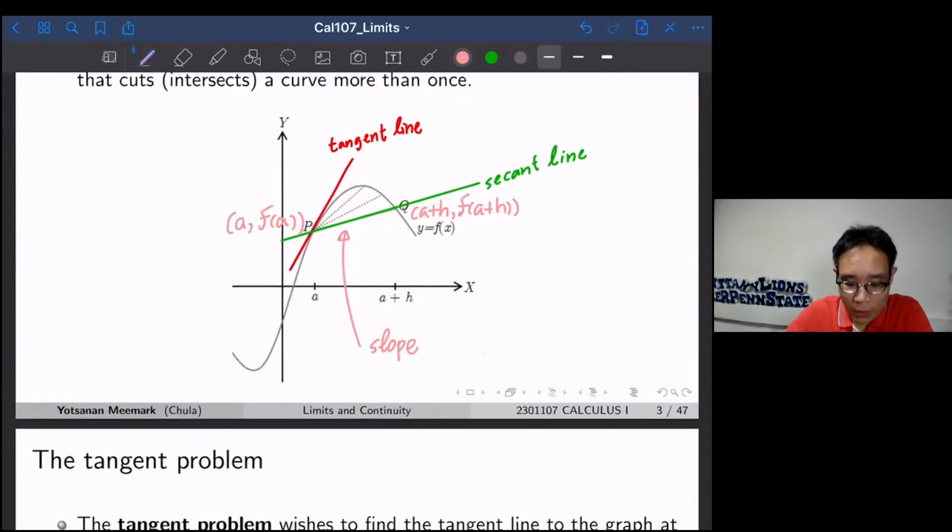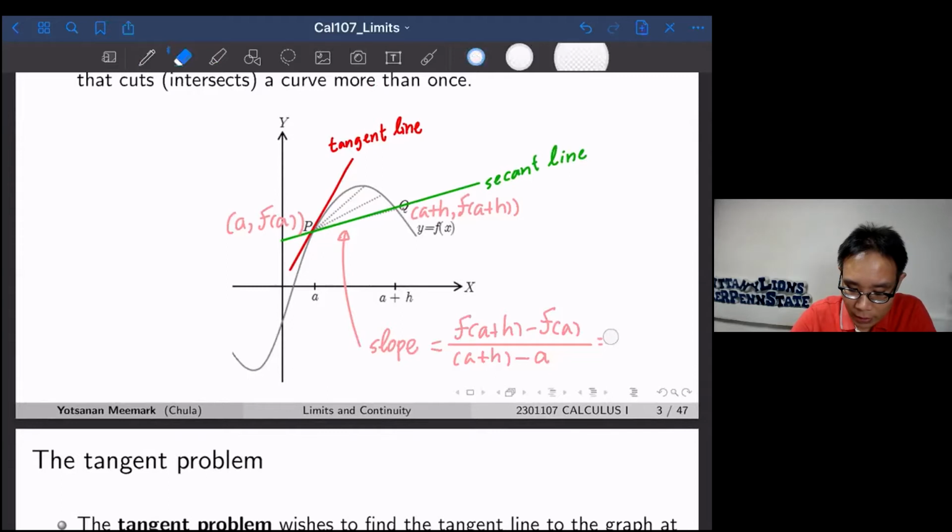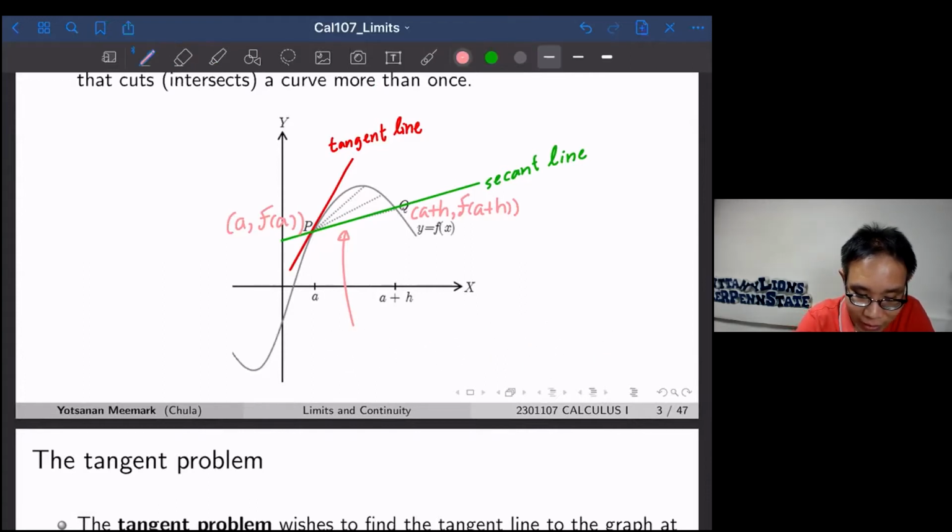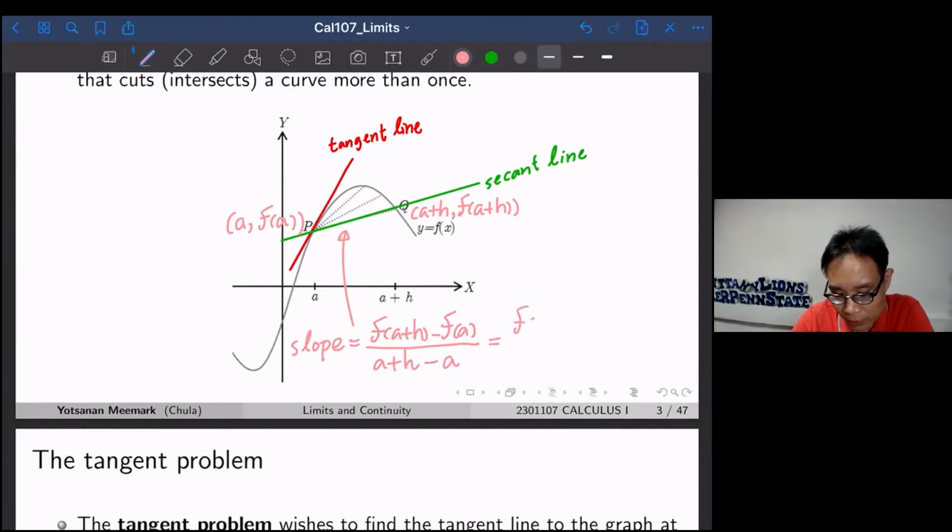If you compute the slope, you see that the slope of this line turns out to be f(a plus h) minus f(a) over (a plus h) minus a. Let me erase this one, I need more space to complete my sentence. So the slope turns out to be f(a plus h) minus f(a) over (a plus h minus a), which is f(a plus h) minus f(a) over h.